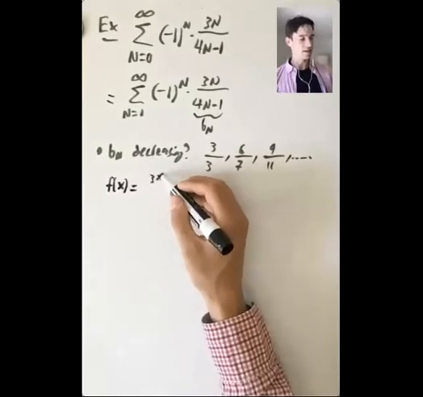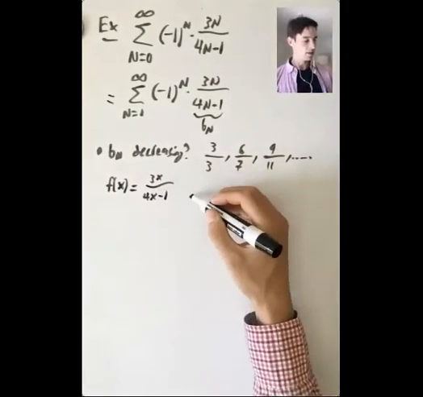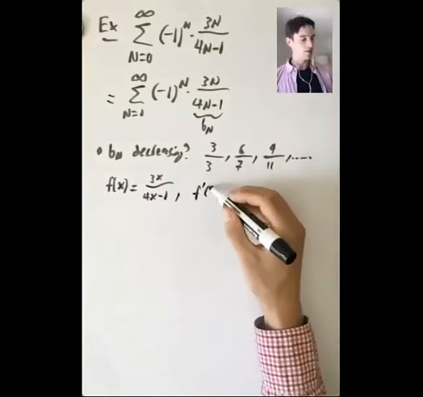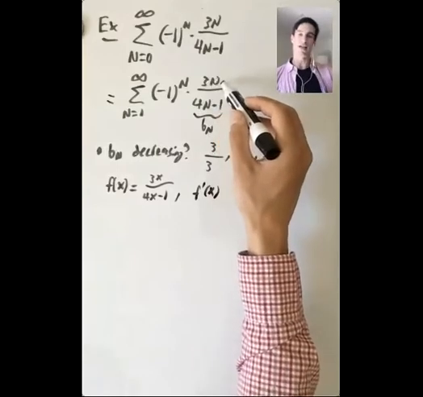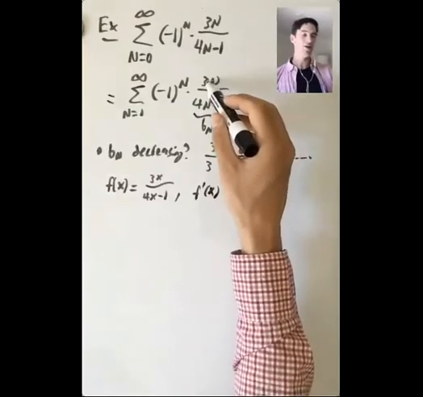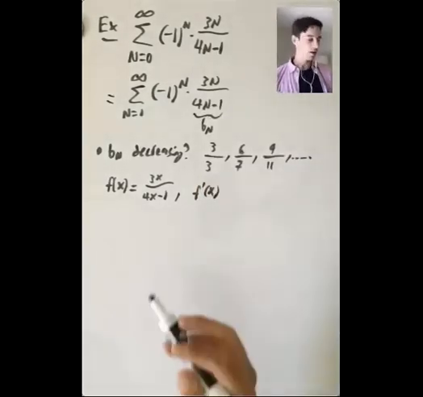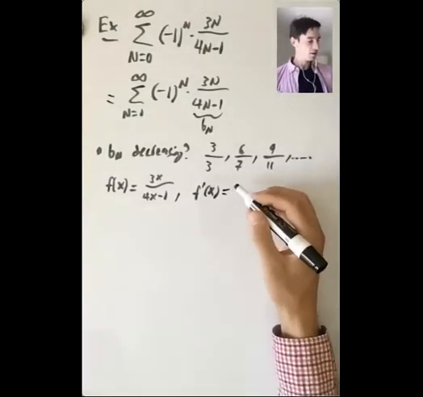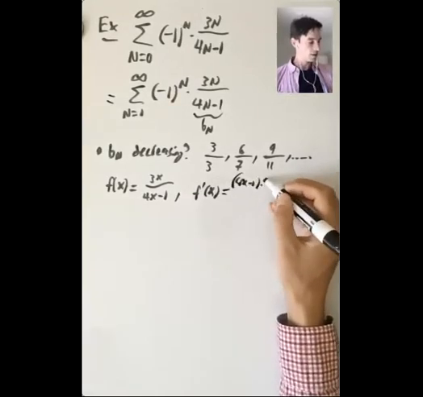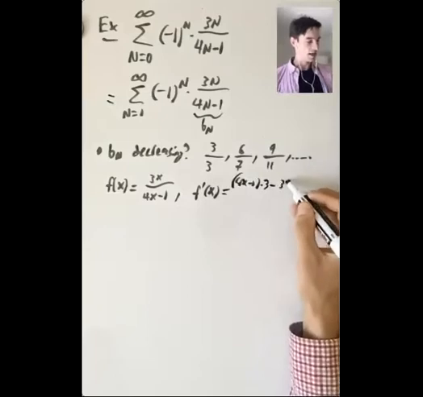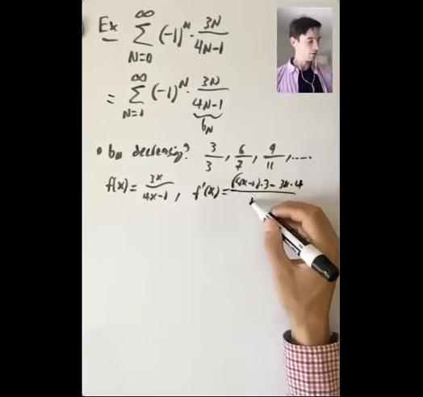Let's let f of x be 3x over 4x minus 1. Let's find f prime of x. It looks like this should be decreasing because every time you increase n, the numerator is going up by 3, and the denominator is growing faster. It's going up by 4. But let's really check.